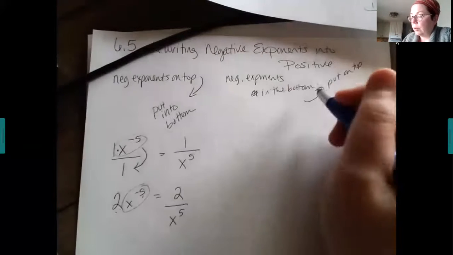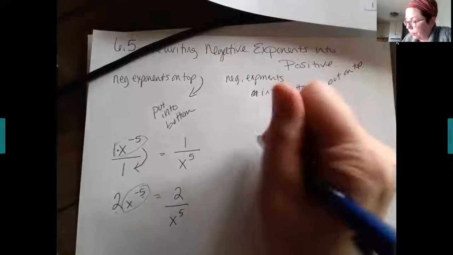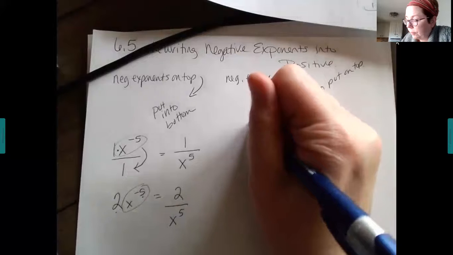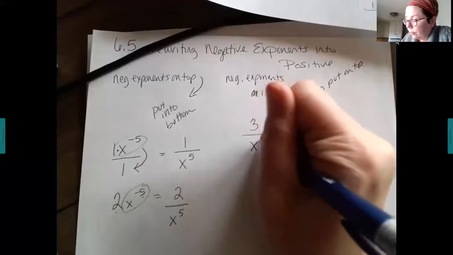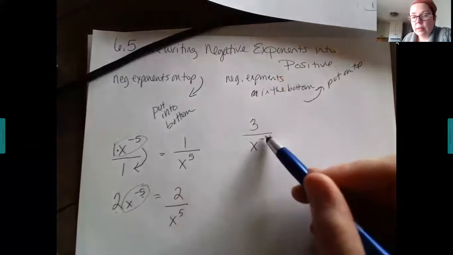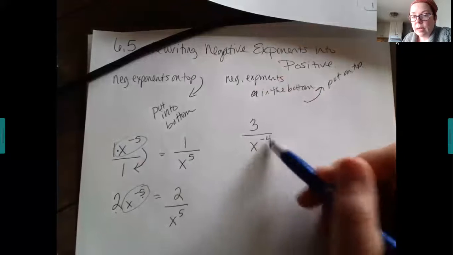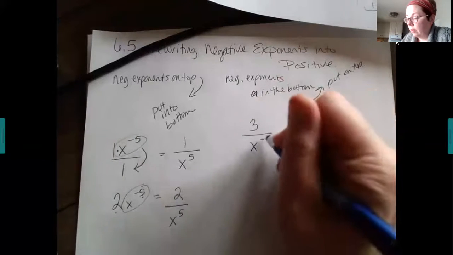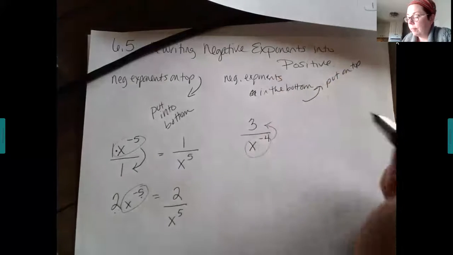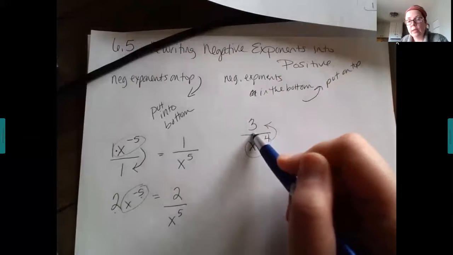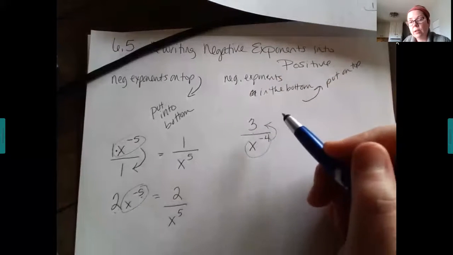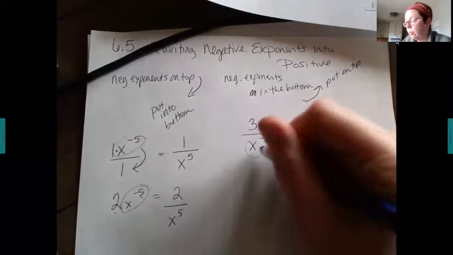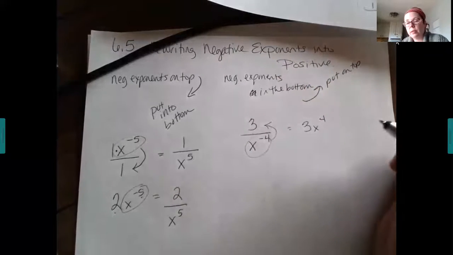If we have negative exponents in the bottom, for whatever reason, if we had something like this, okay, then it's not happy here. It doesn't like being here. So we're going to take that and we're going to move it up on top. This 3 is perfectly fine. It doesn't have any negative exponents on it, so it's going to stay. And when we move that back up, the exponent becomes positive.